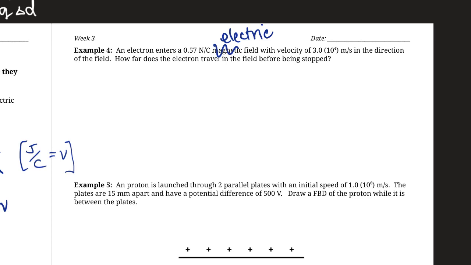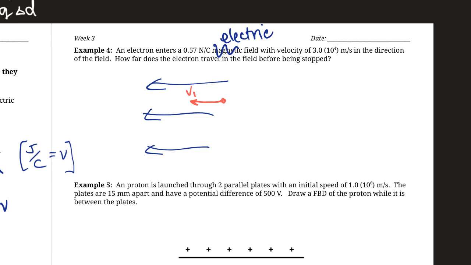Electric field. So let's say the electric field is in this direction, because it's saying the electron enters the field. So let's say it suddenly enters the field, and it's moving in the same direction as the field, right? So this is our initial velocity, right? It's got this big velocity, 3 times 10 to the 4 meters per second, moving very fast in that direction.